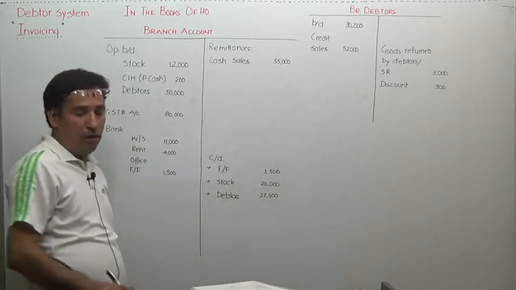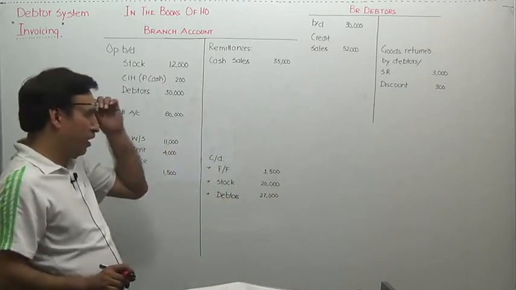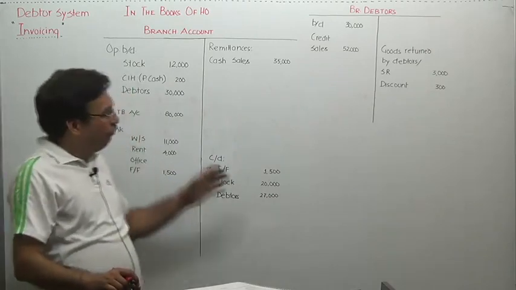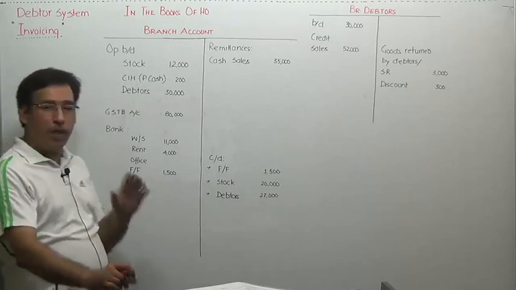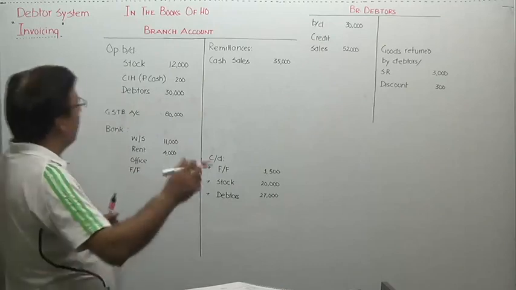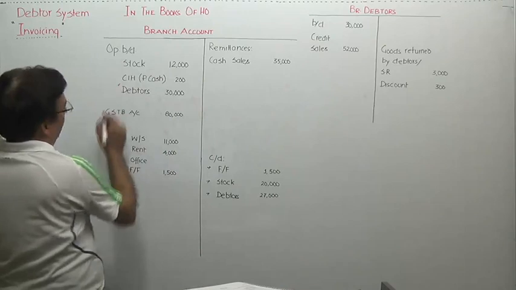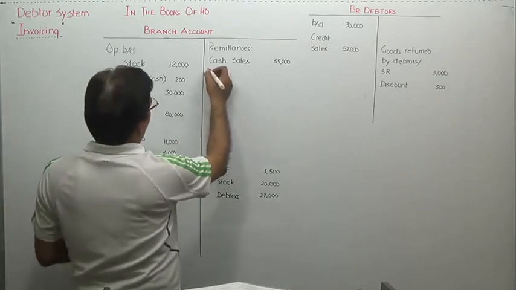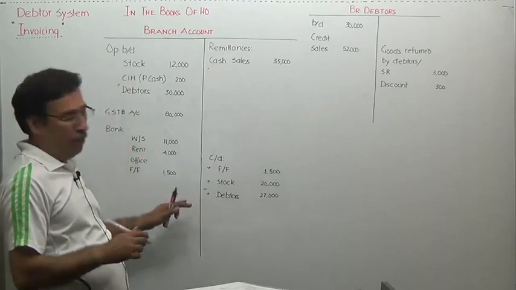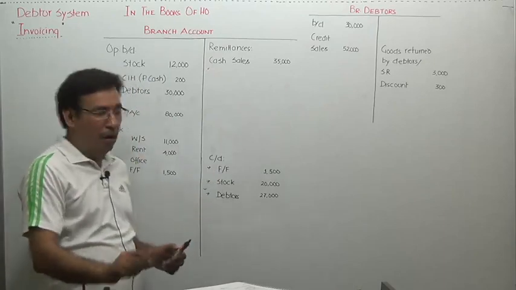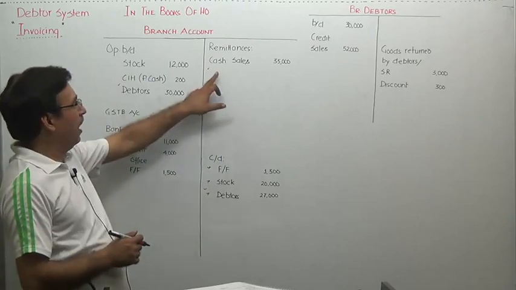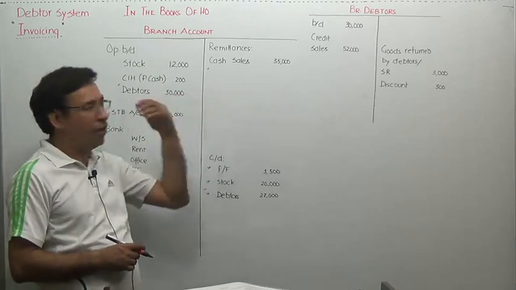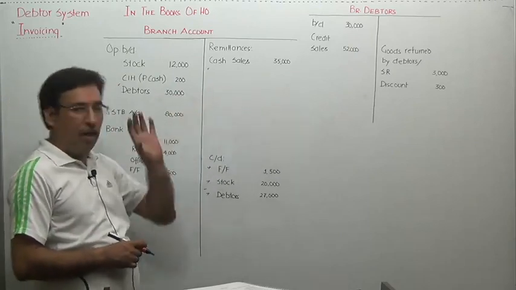In the last session, I told you that before we tally this particular account, we must be sure that all the items related to debtors, that is opening debtors, closing debtors, and cash received from debtors, must be present, isn't it? Unfortunately, in this question, cash received from debtors is not given. So that is the missing figure. That figure can be derived from what we call branch debtors account.